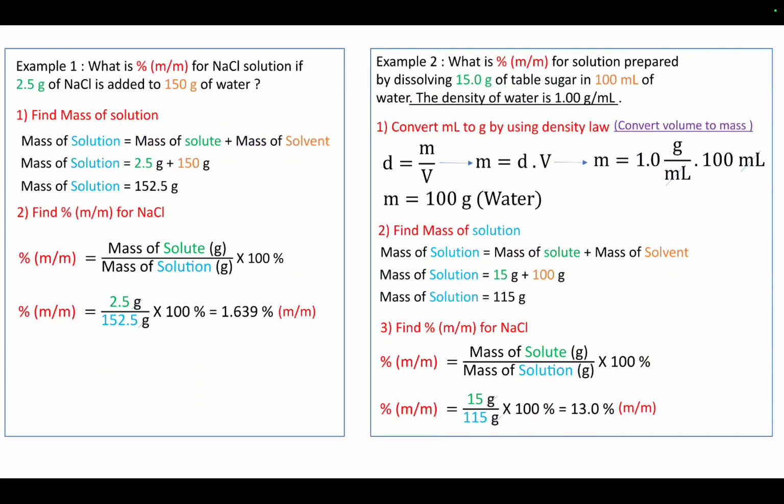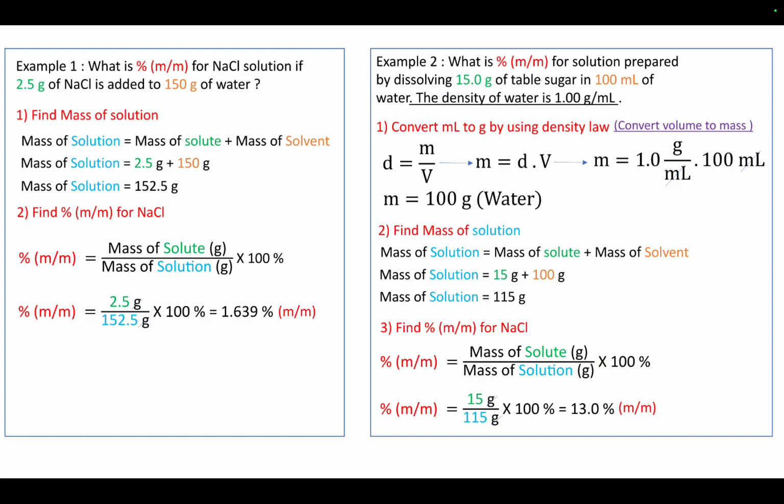Now we have two examples for each law. First we have two examples for mass over mass percent. What is the mass over mass percent for NaCl solution if 2.5 gram of NaCl is added to 150 gram of water? So first we need to understand the concept of the question.